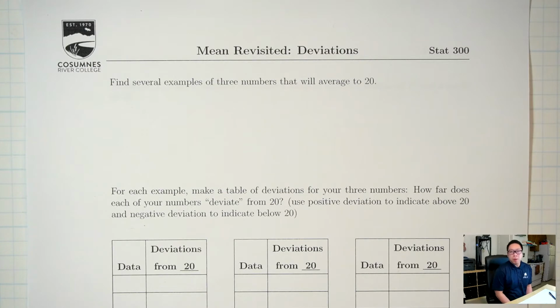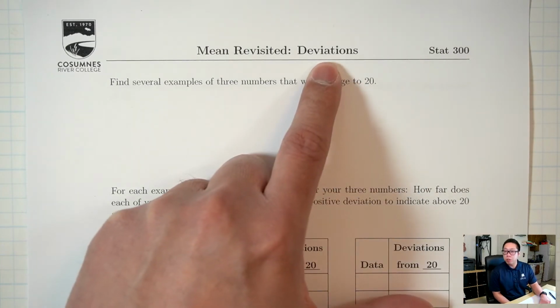We've talked about the mean already, and we know how to find the mean, right? You add up all the data values, and then you divide by however many data values you have. So today we're going to revisit the mean and talk about the mean in terms of a concept called deviations.